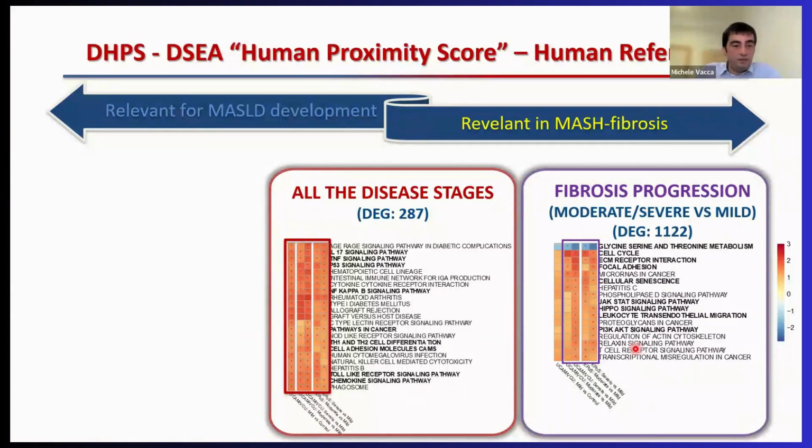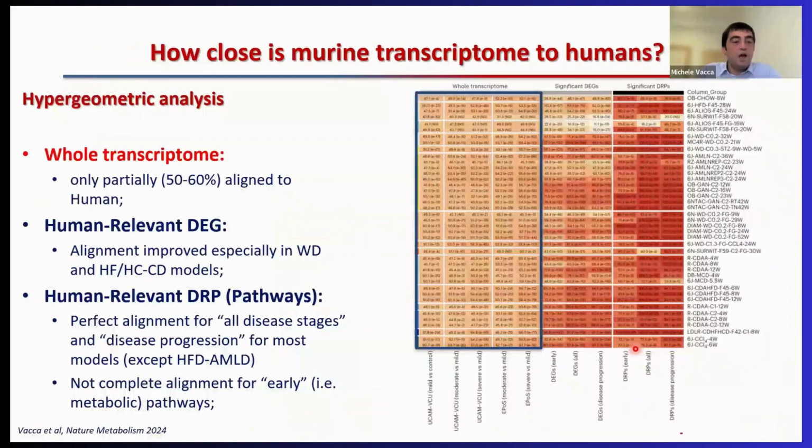Let's look at the murine data now, and let's focus first on the whole transcriptome. You will see that the color is not such red. This means that with a hypergeometric analysis, we have only a partial overlap, around 50–60% of alignment between the direction of regulation of the murine transcriptome compared to humans. This may look a little bit depressing, but actually it is really convincing because we are speaking about different species, and mice are not little humans.